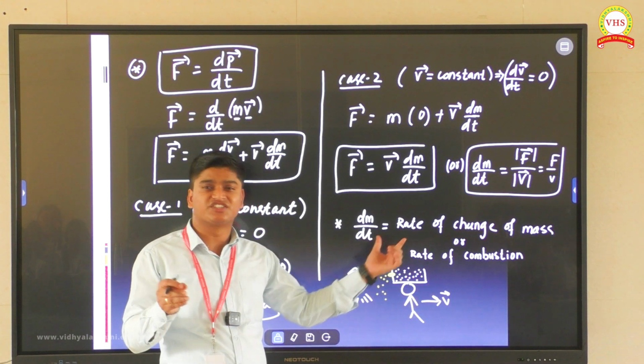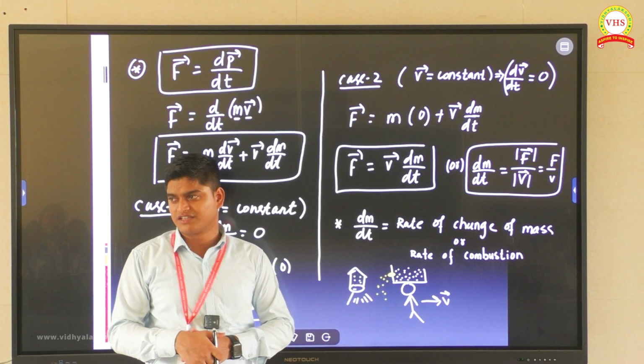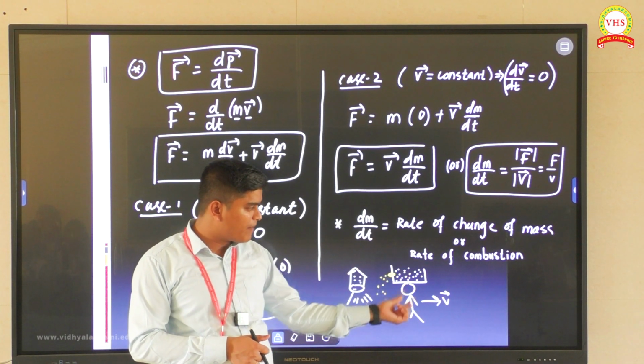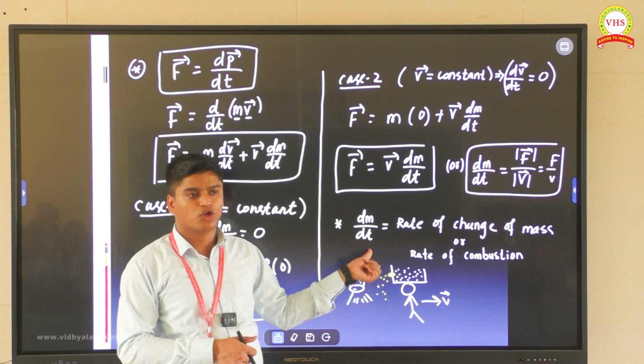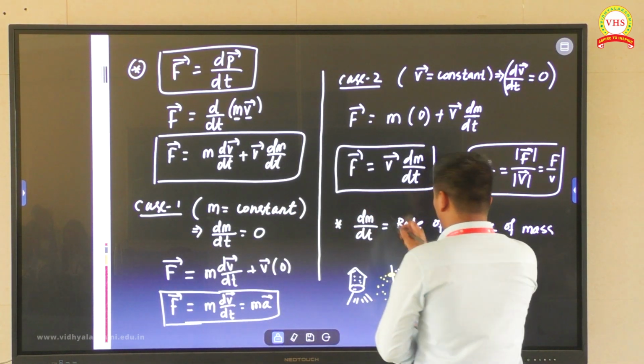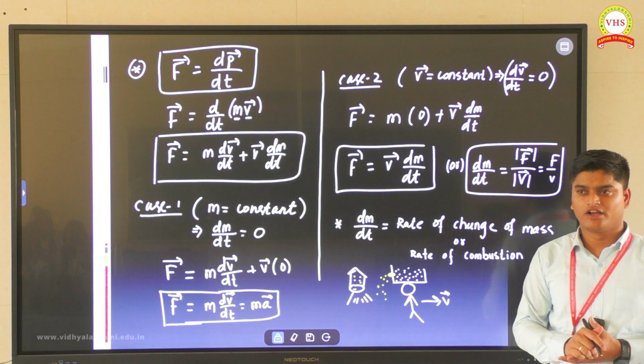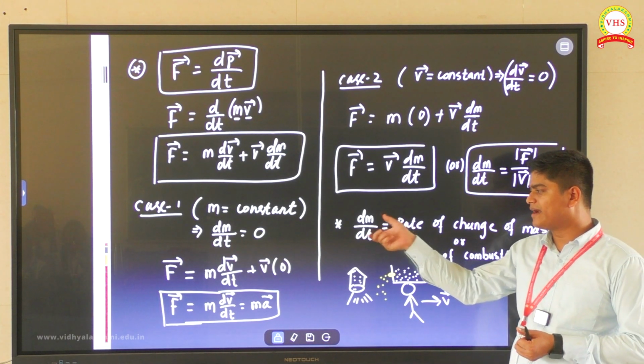Mass of the total system is decreasing. That means this total system mass is varying with respect to time. At that time, they may ask you, what is dm by dt here? So you have to calculate with this formula. Are you getting or not? I am telling you where dm by dt can come.